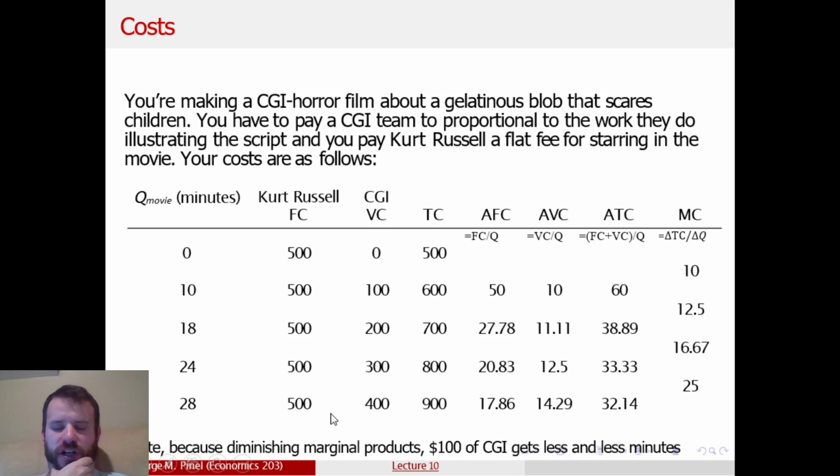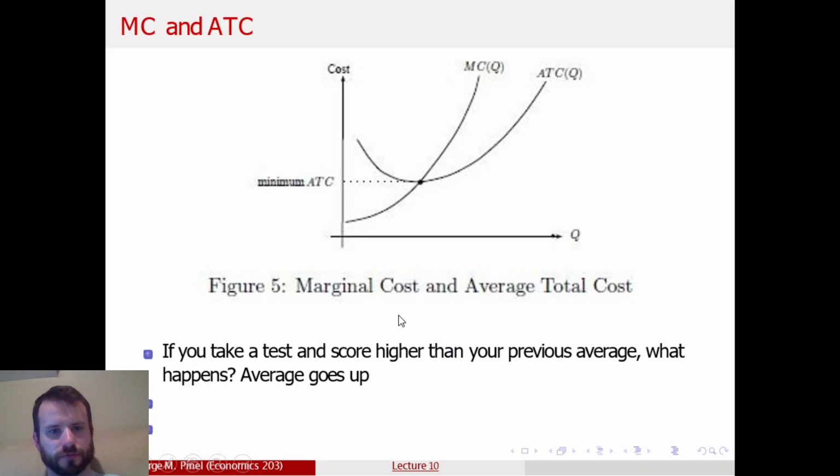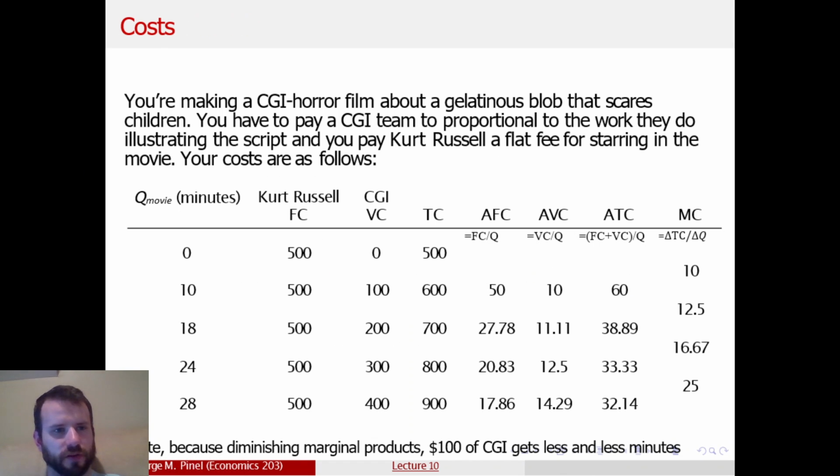There's one other thing I wanted to say. Because there's diminishing marginal product, notice the marginal cost will be increasing. Typically, marginal costs will kind of hook like this. I'm going to stop there.